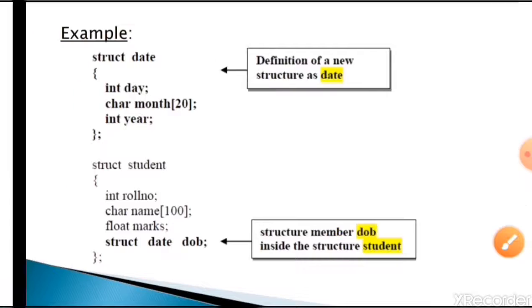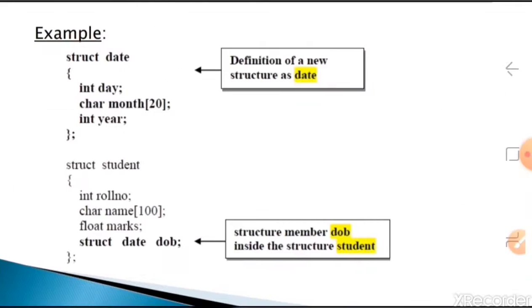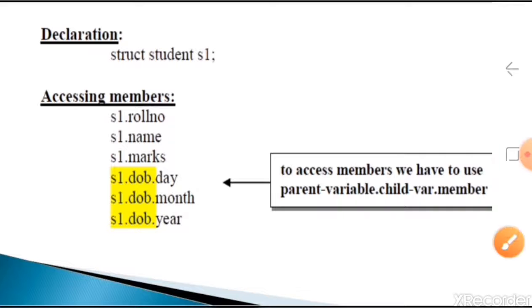How we access it is s1.dob. In DOB we again have 3 fields, so again we give a dot and then the corresponding field: day, month and year. So here we say s1.dob and then the corresponding fields. Like that you can add a structure within a structure, or make n levels of hierarchy. For example, A structure inside B structure inside C structure inside D. While accessing, you just use the dot operator, A.B.C. and so on, depending on the variable names you give.